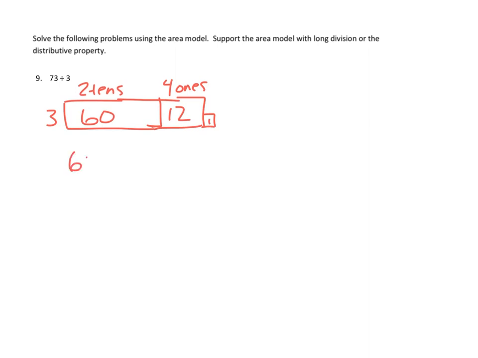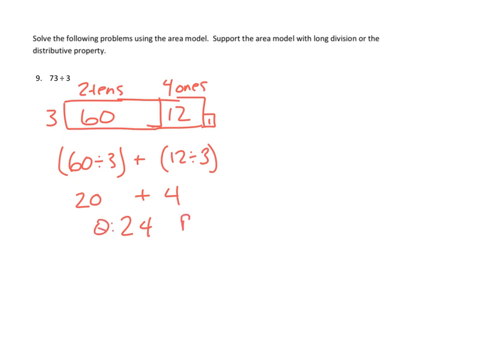We can say that 60 divided by 3 is the same as 2 tens, or 20. And we are going to add on the other part of this area model, which is 12 divided by 3, or 4, which is 24, the quotient of 24, and a remainder of, remember we had that little bit of a remainder over here, a remainder of 1. Let's try that again with long division to see if we have the same answer.